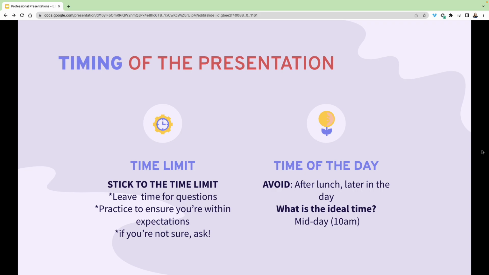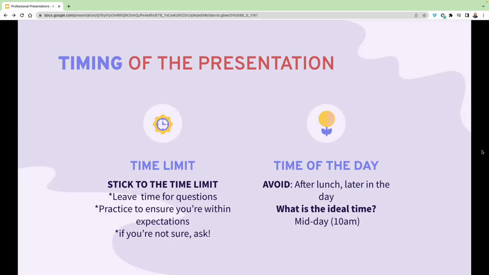There's two things to think about when it comes to the timing of a presentation. The first thing you'll want to think about is the time limit you have. And the second is the time of day you're giving your presentation. The first piece, the time limit, is important to understand because if you stick to the time limit or you're under but very close, it shows that you have practiced and that you understand the material and you can stay within the guidelines that are given to you.